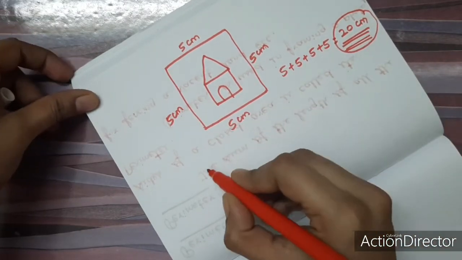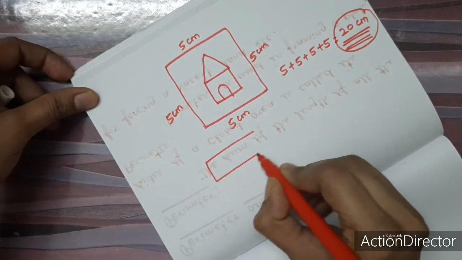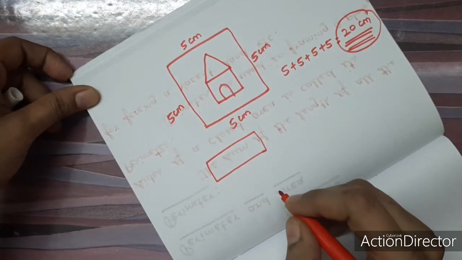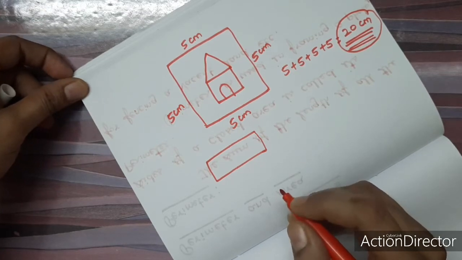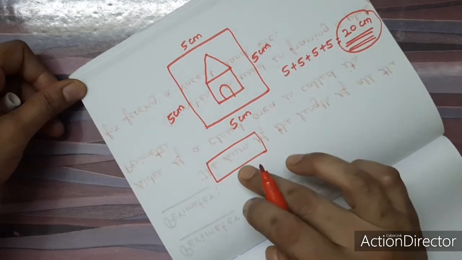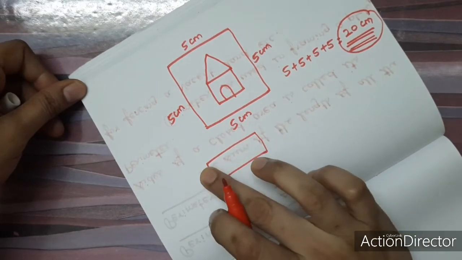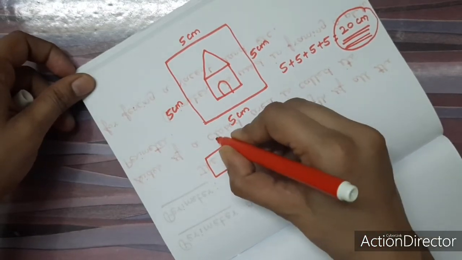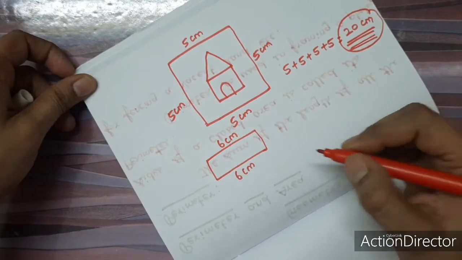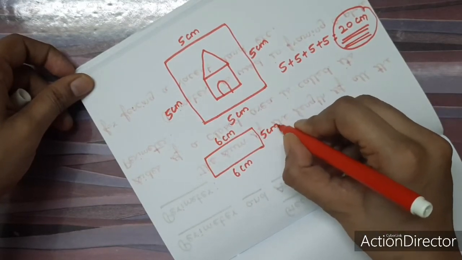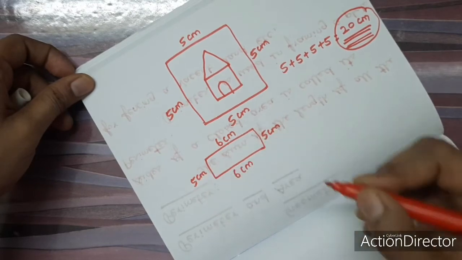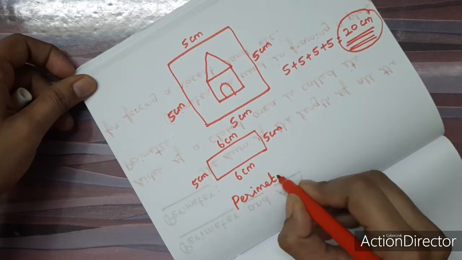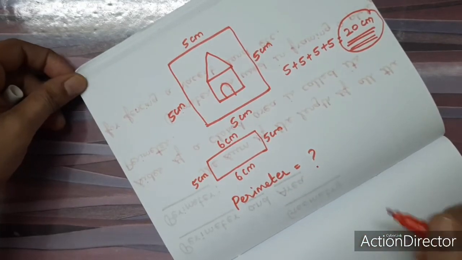Okay, so suppose consider this is a rectangle, and you all know for a rectangle opposite sides are equal. So these two sides have the same measurement and these two sides will have the same measurement. Suppose this is 6 cm, it means this is also 6 cm, and this is 5 cm, which means this side is also 5 cm. I want to find the perimeter of this shape.